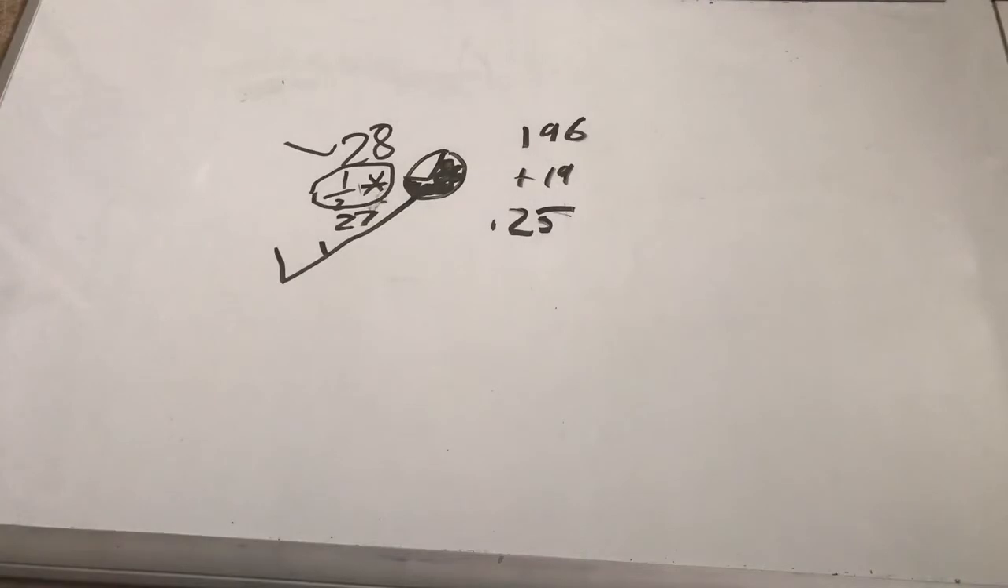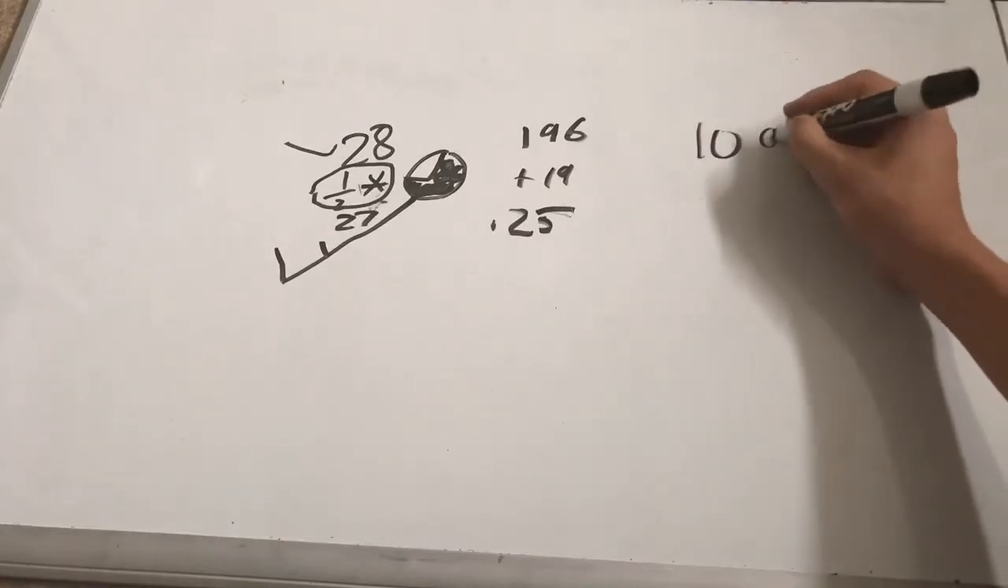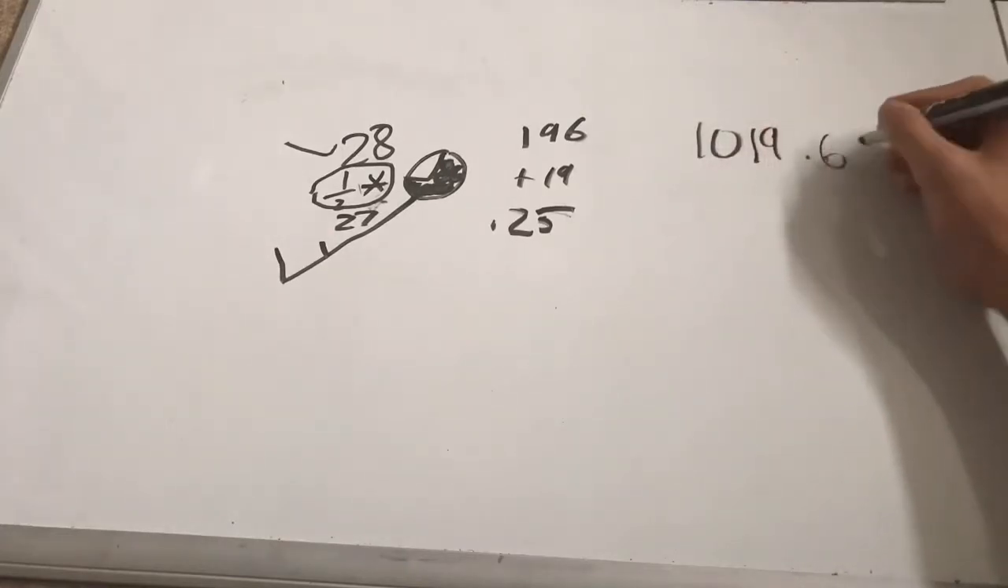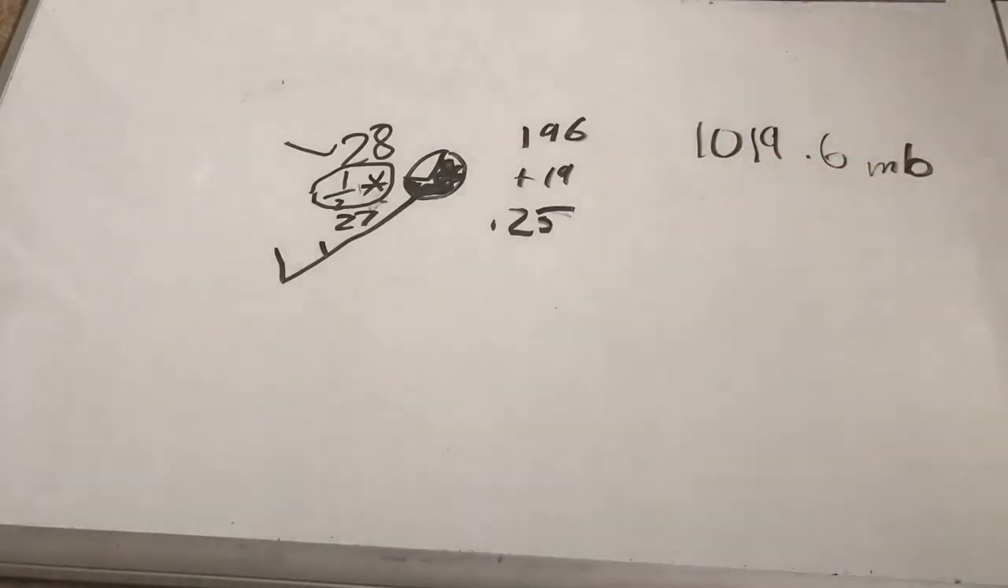Up here is 196, which represents the barometric pressure. Of course, that doesn't mean the barometric pressure is 196 millibars. It means the barometric pressure is 1019.6 millibars. And that is the barometric trend, which means it has increased by 1.9 millibars over the past 3 hours. And the last number, 0.25, is the precipitation, which means the precipitation was 1/4 of an inch in the past 6 hours. And that is all you need to know for a station model.